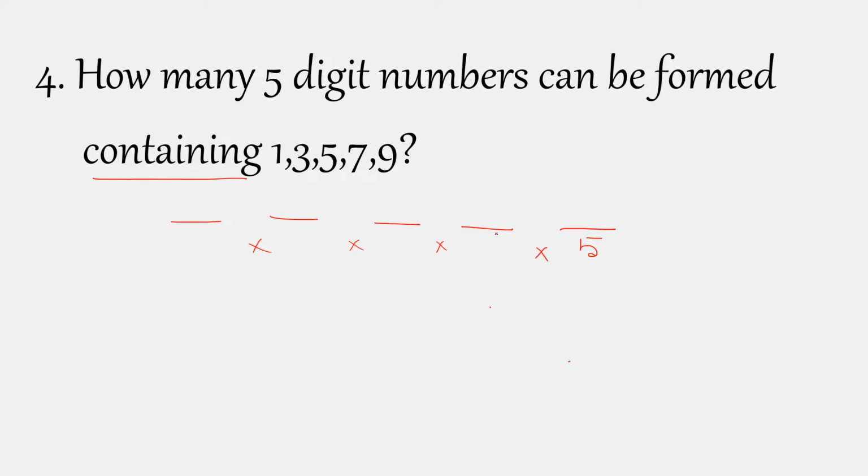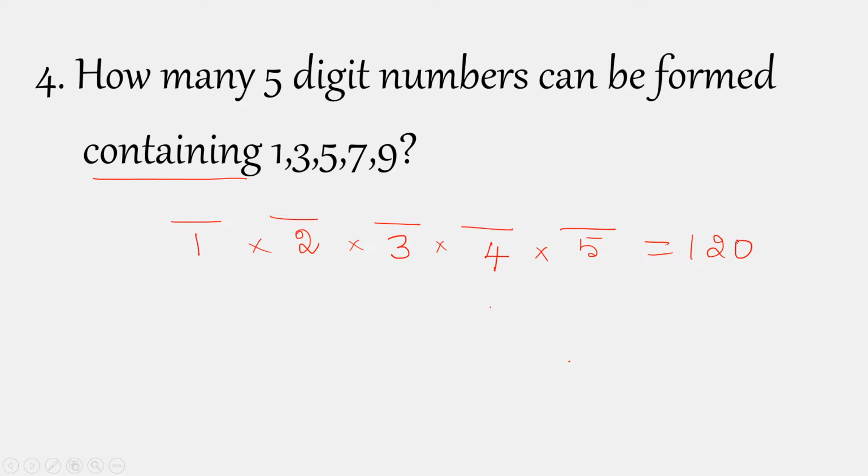So here repetition is not allowed means I have the freedom of writing only 4 numbers here, and I have the freedom of writing only 3 numbers after writing here. After filling up that, I have only 2 numbers remaining. Here I have only 1 number remaining. So 20, 60, 120. This is equal to 120.